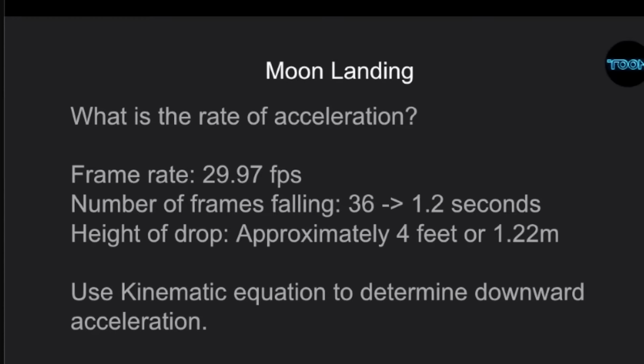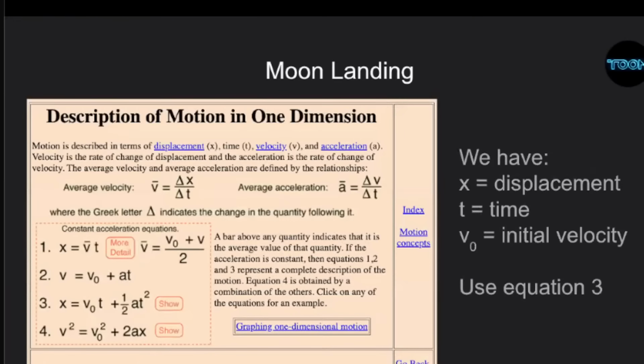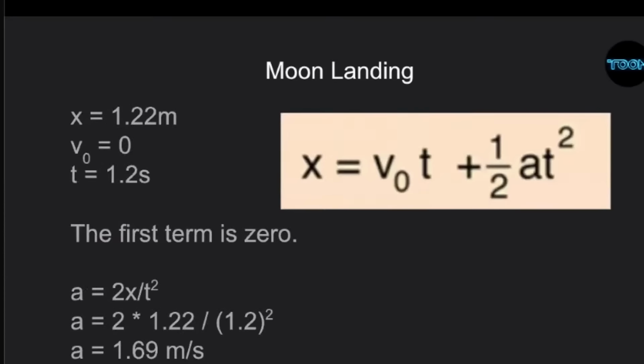Use the kinematic equation to determine the downward acceleration. There are the kinematic equations on HyperPhysics. I used equation number 3 there because I know displacement, time, and initial velocity. v sub 0, or v naught, is 0. Initial velocity is 0, so that first term, v naught t, is 0. So we are just left with x equals 1/2 a t squared, giving an acceleration of 1.69 meters per second squared. I missed the squared on the slide here.